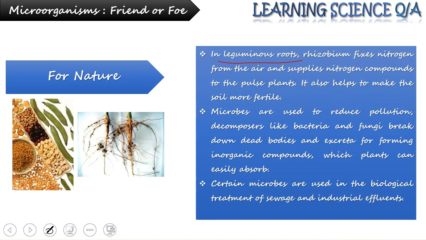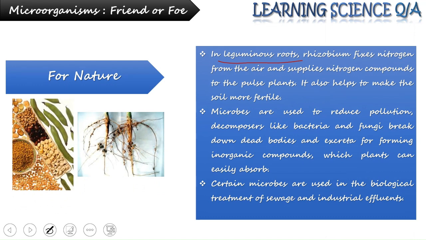Microbes can be used to reduce pollution. When microbes like bacteria and fungi are present in soil, they are useful in breaking down the organic matter and excreta present in the soil. They convert it into inorganic compounds, and these inorganic compounds are easily absorbed by the plant.